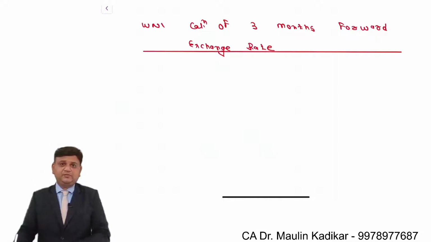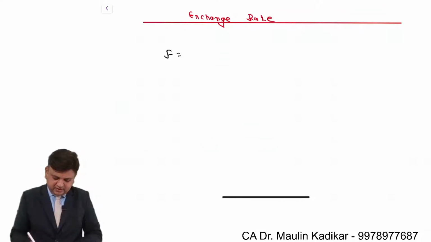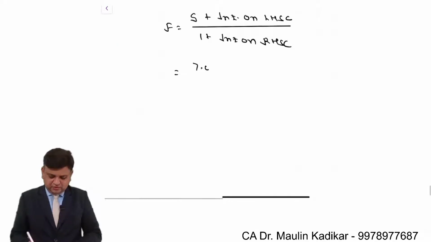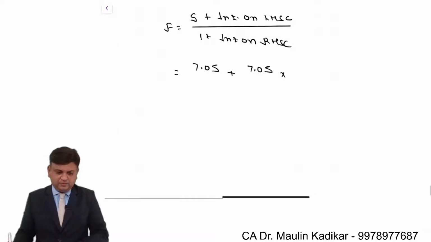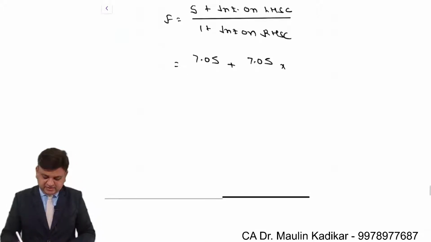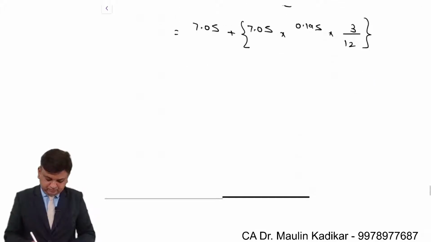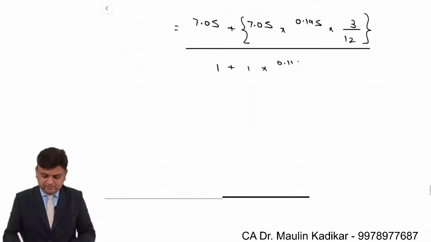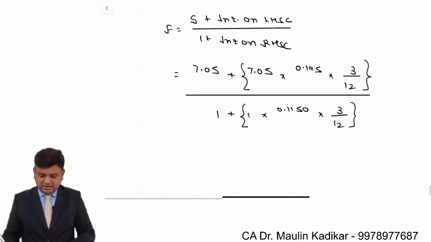Now friends, for the purpose of calculation of this forward exchange rate, if at all you think of applying spot plus interest on left hand side currency upon 1 plus interest on right hand side currency, that is 7.05 plus 7.05 into the rate of interest of the French franc is 19.5 percent into 3 divided by 12, whole divided by 1 plus 1 into rate of interest is 11.5 percent into 3 divided by 12, like this. Then this is wrong formula.